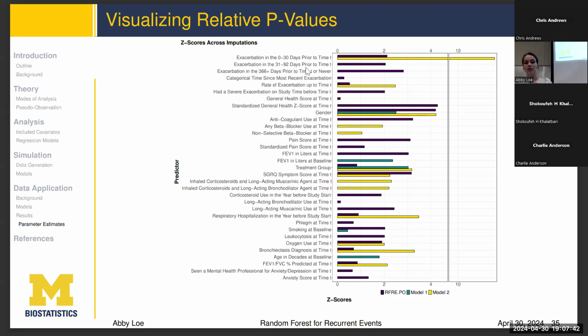Exacerbation in 0 to 30 days prior to time t was important in both the random forest and the Wald forward selection model. The number of variables that are popping up for a random forest as being important is a lot more than the ones for model 2 or model 1. But when they are showing up together, they are showing up in relatively the same magnitude numbers. Yeah, and it's just another nice way of thinking about what are the important factors in a patient's outcome.